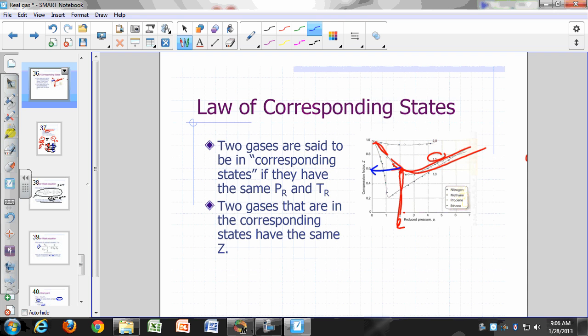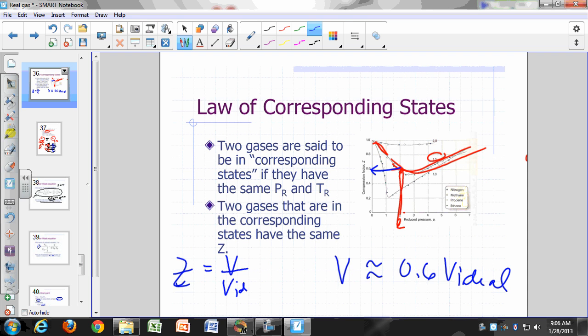Okay? So that means your volume would be about 0.6 times the ideal volume. Remember, Z is the ratio of what? The volume to the ideal volume, right? So the idea here is, if you know your reduced pressure and your reduced temperature, you refer to a chart to figure out what the Z is for that gas. If you know the Z, then you just multiply the ideal volume by that Z, and you get the real volume, the actual volume you'd find in a real-world sample. Okay?